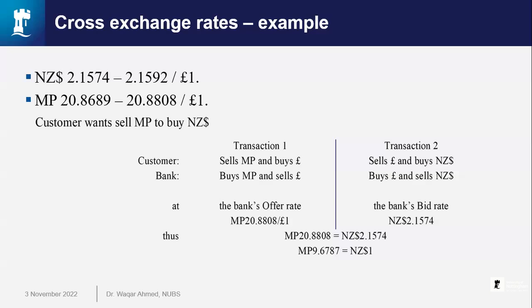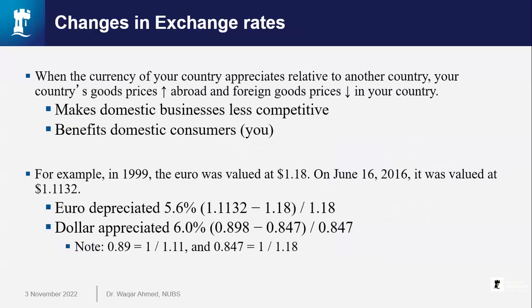So if a customer wants to sell Mexican pesos to buy New Zealand dollars, what is the first transaction? Sell pesos and buy pounds, right? And then sell pounds to buy New Zealand dollars. And using these exchange rates of the two currencies relative to the British pound, you can determine the cross exchange rate.